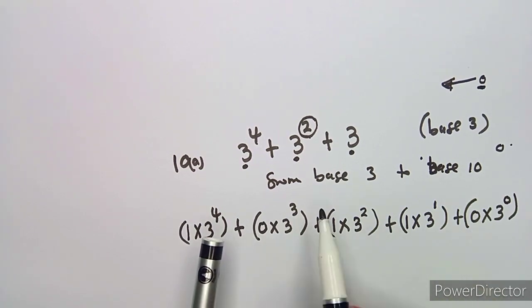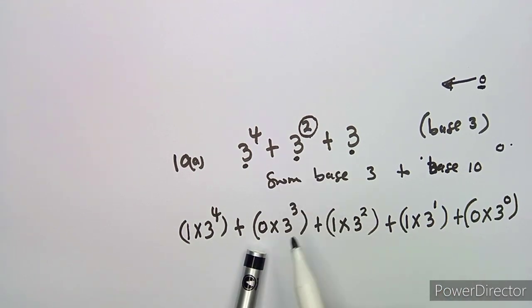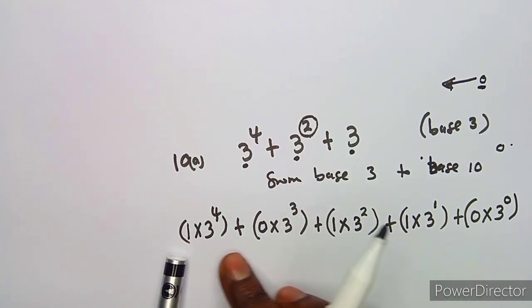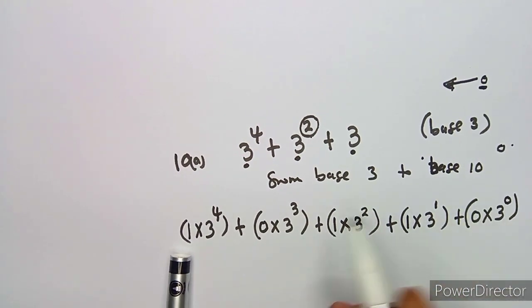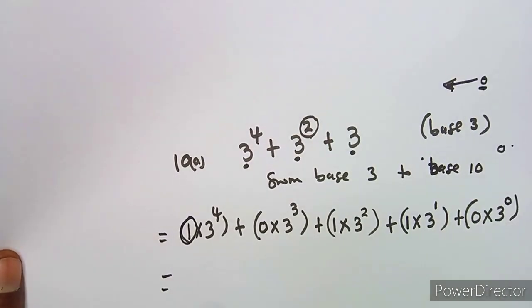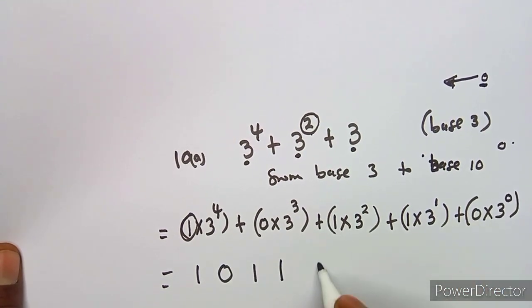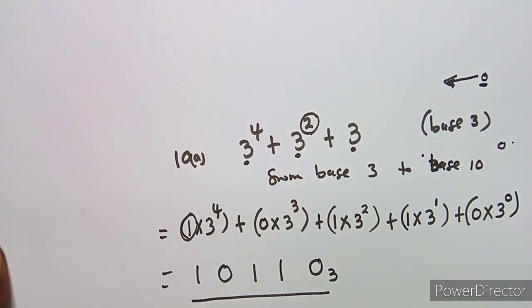So now you must have that mindset to know that there is a 3 which is not there. You're not supposed to do all this expansion. You're supposed to have that in mind and imagine it. So the number that was here was 1. Here, there was a 0. Here, there was a 1. Here, there was a 1. Here, there was a 0, in base of what? In base of 3. So this is your number in base 3.